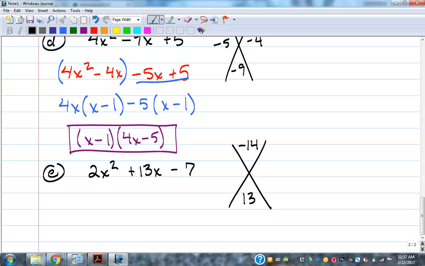Is that the only thing that multiplies to be 14? No. What? Yeah, 1 times 14. Which one should be negative? The 1. Why? Yeah, because it's got to add to be a positive 13, so we pick the bigger one to be positive. All right? Then replace the 13x with those two. I'm going to go 2x squared minus 1x plus 14x minus 7. That's the order that I wanted to go in because 14 and 7 have 7 in common. That's what I was thinking.